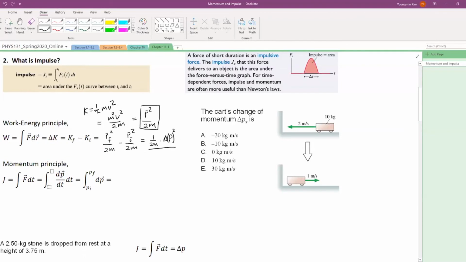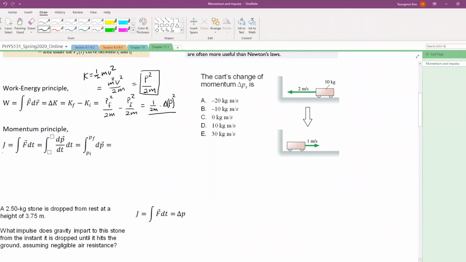And that is equal to when you take an integral of a force with respect to position, with respect to space. It can be written in terms of a change in momentum. Now, a new concept that we'll learn today is the momentum principle. So impulse is defined as the integral of force with respect to time.